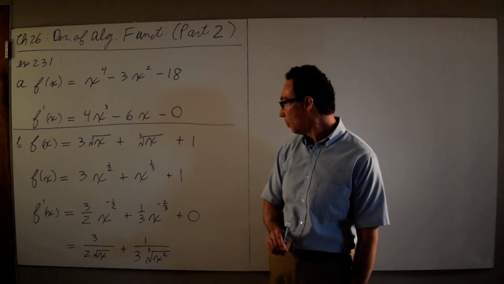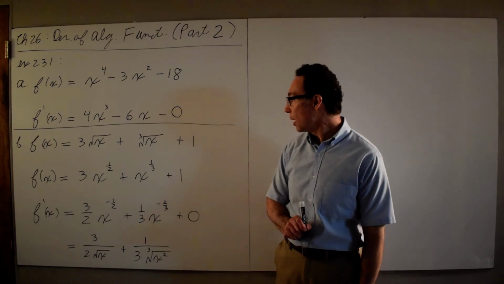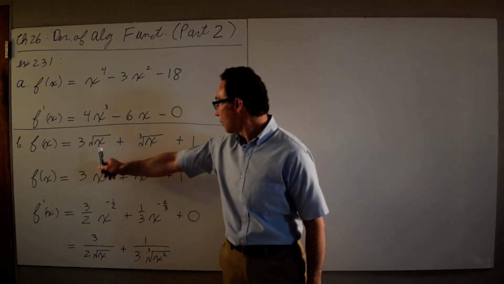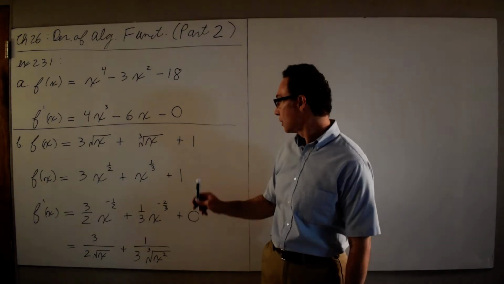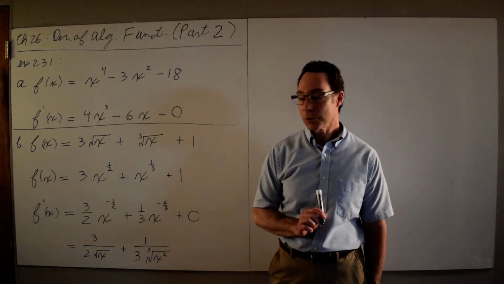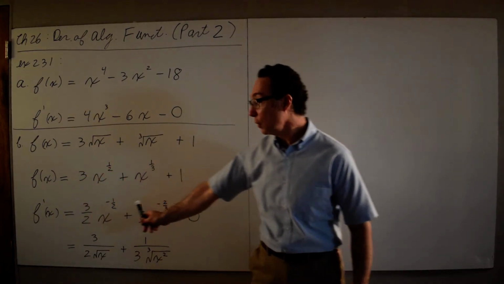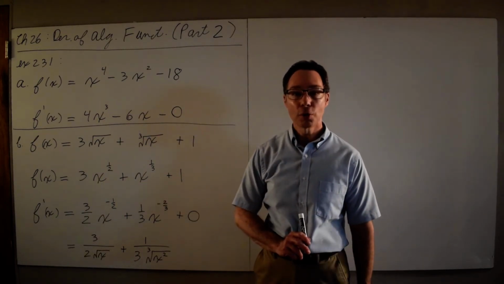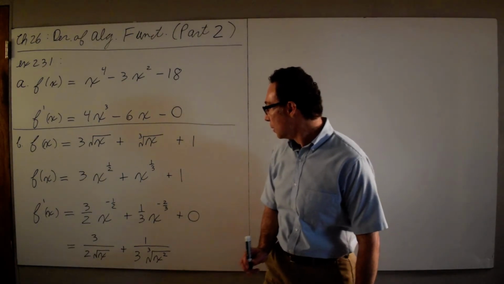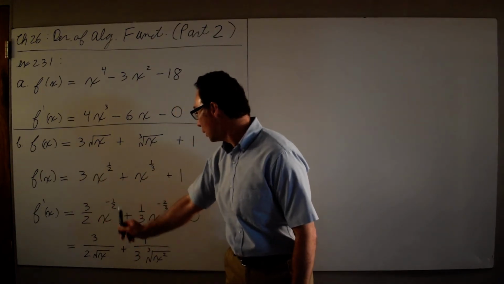Example B is similar, except that our exponents are a little more complex. So we have 3 times the square root of x plus the cube root of x plus 1. First thing I like to do is write the function in what I call a derivative-friendly way. So we write the radicals as exponents, so now we use the power rule. The derivative of x to the 1/2 is 1/2 x to the negative 1/2.